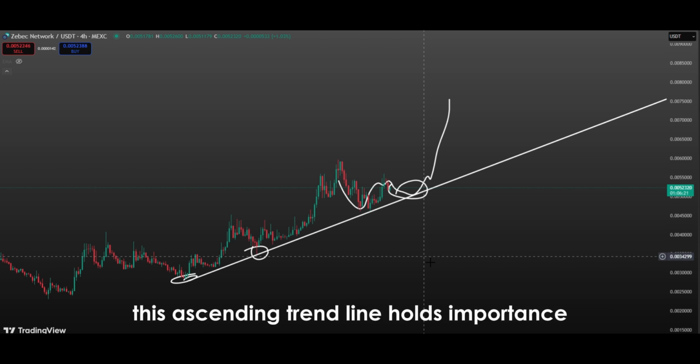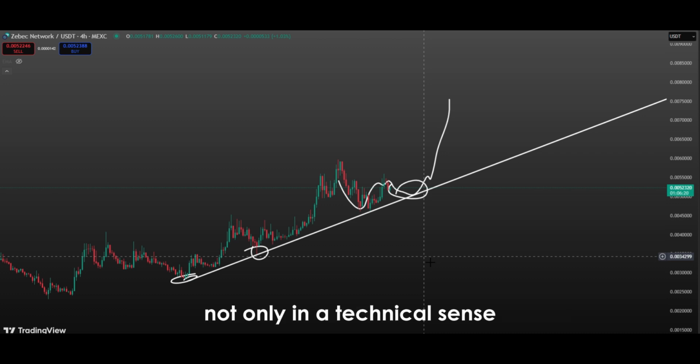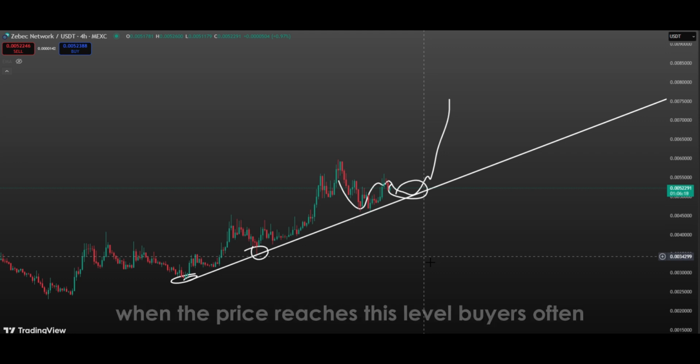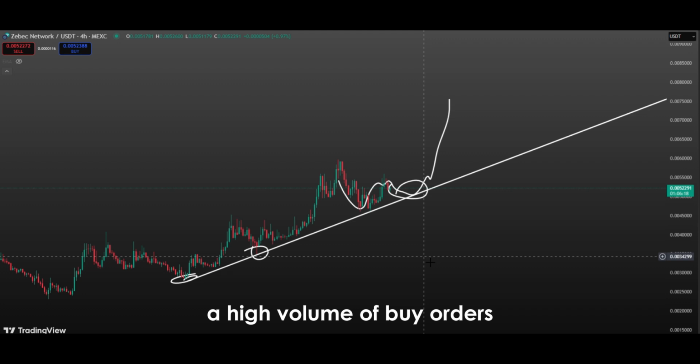This ascending trend line holds importance not only in a technical sense, but also psychologically. Many traders are watching this line and basing their trades on it. This increases liquidity at the moment the trend line is tested. When the price reaches this level, buyers often place a high volume of buy orders, leading to increased volume and the formation of strong bullish candles.